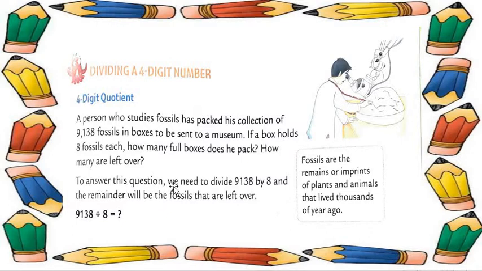Okay, to answer this question we need to divide. What to do? We need to divide 9,138 by 8, and the remainder will be the fossils that are left over. Understood, all students? So let's check here.